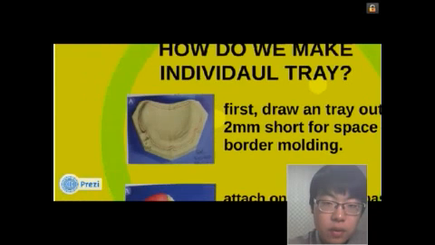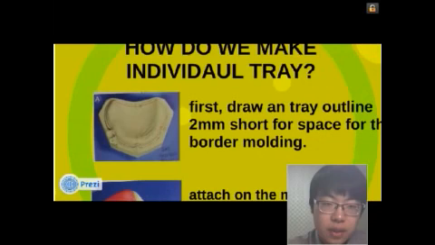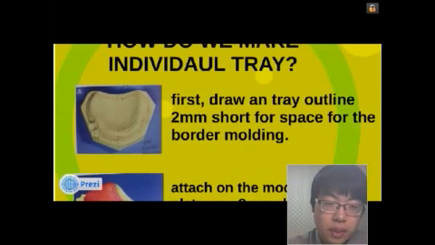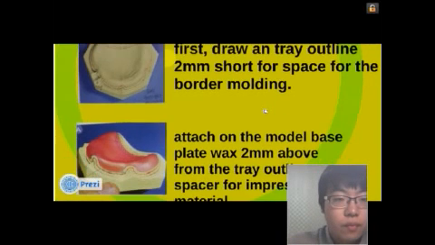The point here is that this 2 millimeters short for the tray outline. Why should we give these 2 millimeters above for the tray outline? Because it is for the space for the border molding to finally get the functional impression.